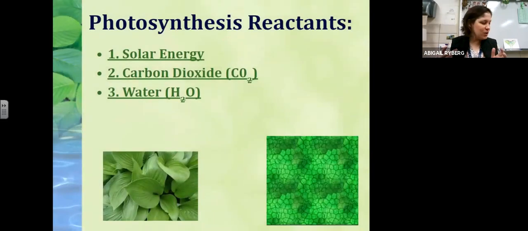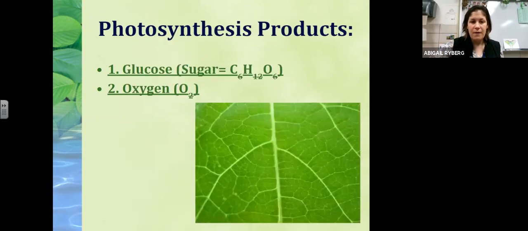Okay, so let's look at the chemical reaction and the cellular process of photosynthesis. The reactants, the three things that must be present in order for photosynthesis to occur: number one, solar energy, so energy from the sun. Number two, carbon dioxide from the atmosphere. And three is water. The products of photosynthesis are glucose, that sugar molecule we talked about, and oxygen.